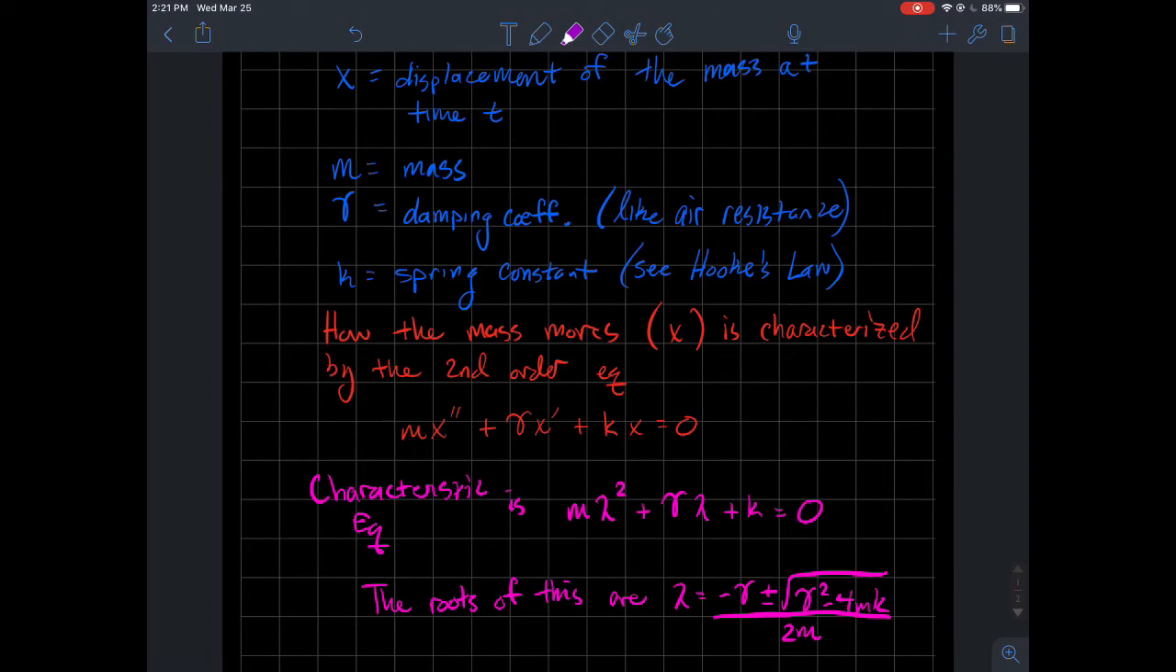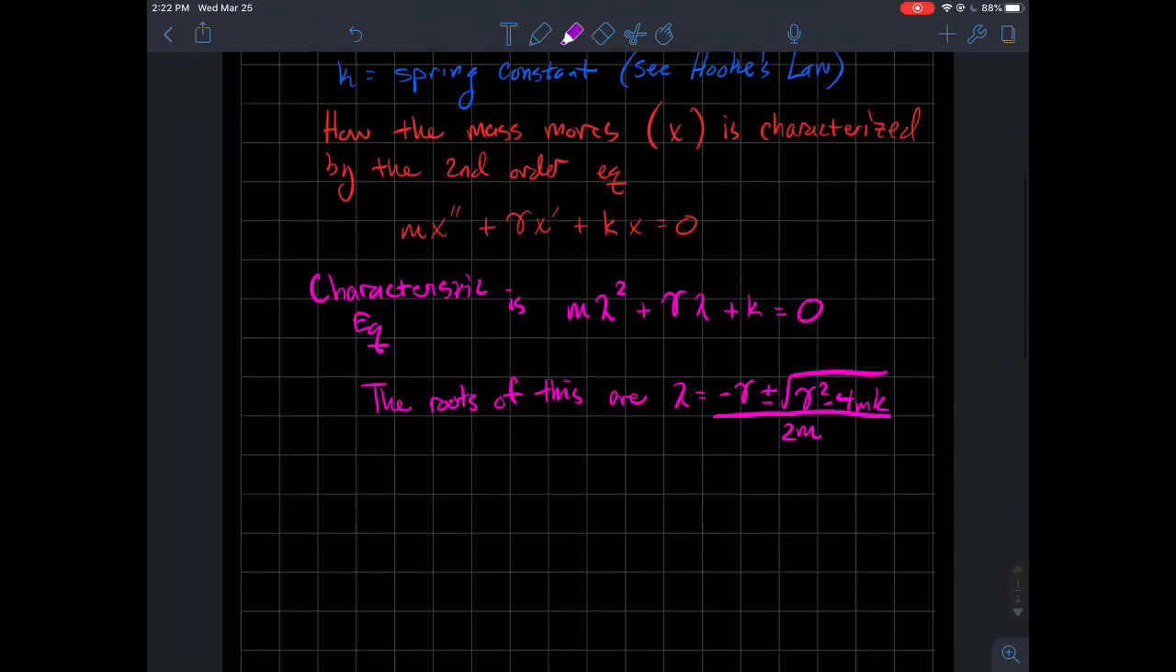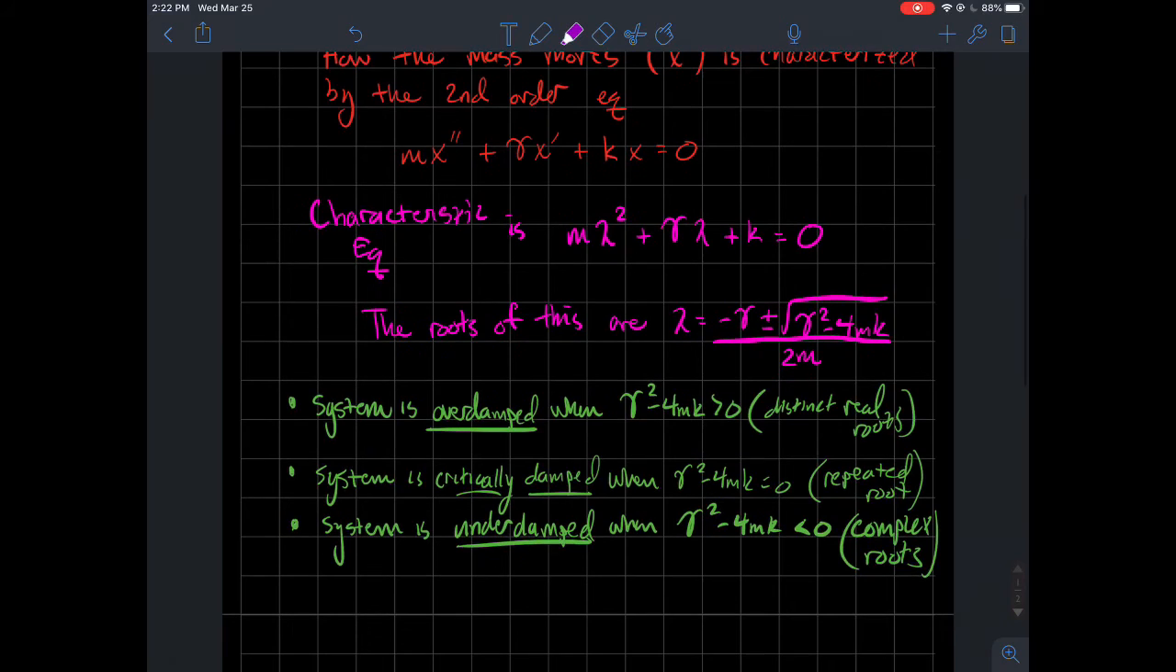Anyway, back to the stuff in pink. Here's your quadratic equation. You want to find the values of lambda that make that true, so you'd use the quadratic formula, and that looks like this stuff down here. Now, what do we know? What lambda looks like really just depends on what's going on underneath this square root. That's where my three cases are going to come from. Those three cases determine how we'll name our mass spring system.